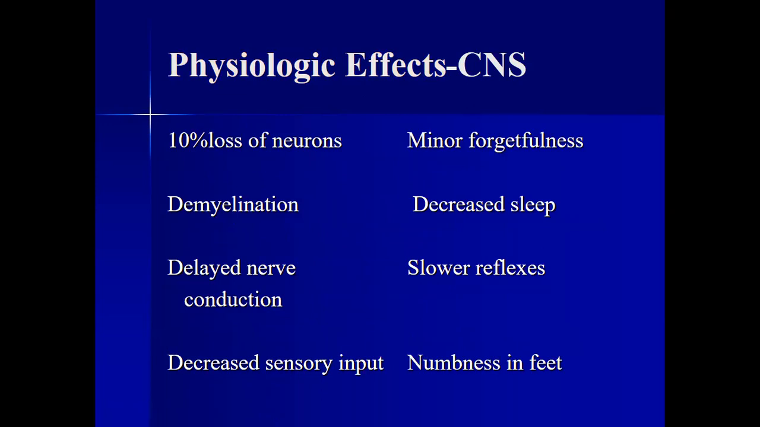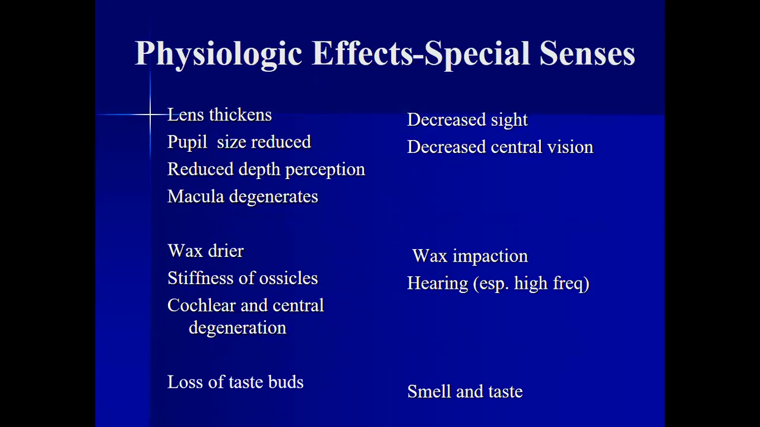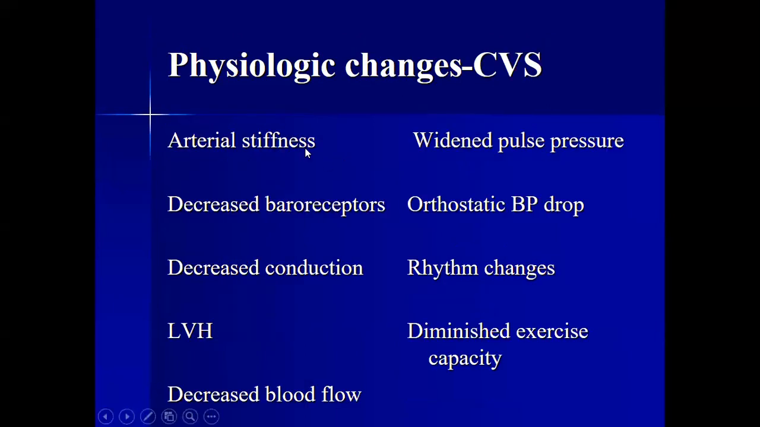This is the revision of all what we have just said. And if you see here, lens thickness, wax impaction, hearing problems, smell and taste. This is the physiology, and these are all the clinical things that you can expect to see in the geriatric population. So arterial stiffness, as we discussed, causes widened blood pressure and pulse pressure. Decreased baroreceptor function will cause orthostatic blood pressure drop. Decreased conduction will cause rhythm changes. LVH, diminished exercise capacity, and so on and so forth.